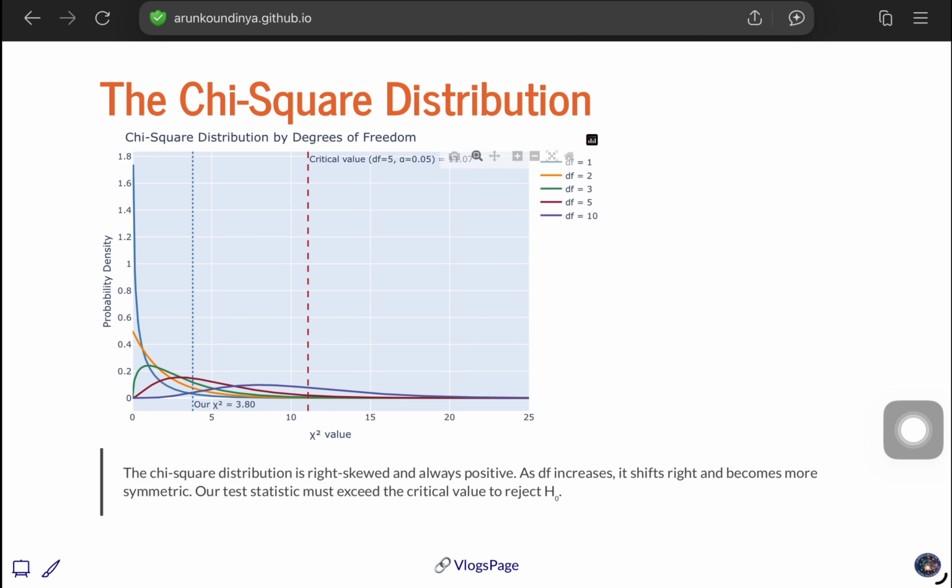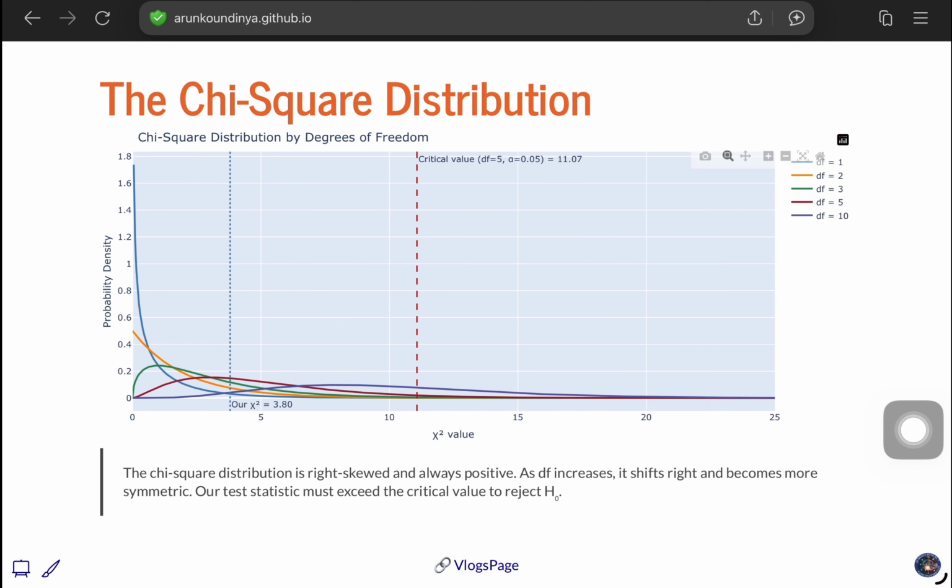Say for example, here for degrees of freedom of 5 and alpha equal to 0.05, this would be the chi-square critical value, which is approximately 13. Say for example, if the chi-square we have seen is 3.88, it means we cannot reject the null hypothesis. So this is in general an explanation of how the chi-square looks. It is usually right skewed and always positive. It does not have any negative values, which is fundamentally very important for you to understand.